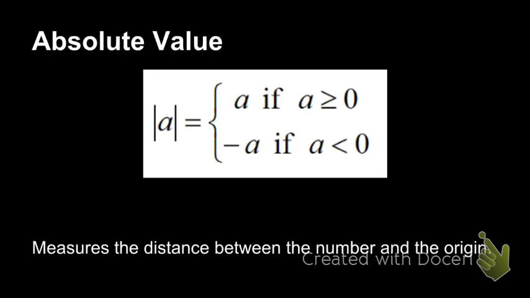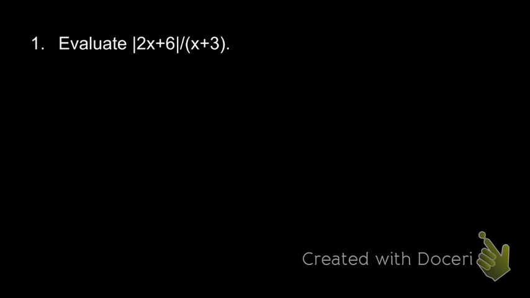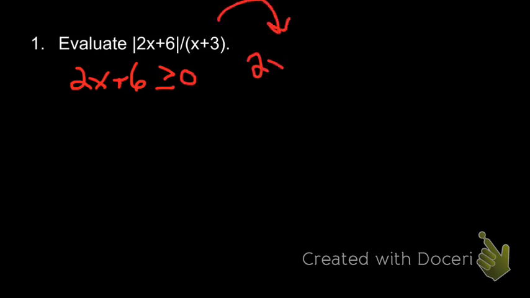Alright, so let's go on to this example. So we have the absolute value of 2x plus 6 over x plus 3. Now, this example is probably pretty advanced for a first example, but bear with me. I'm just simply going to use the definition on the previous slide. So we have 2x plus 6, and that's in absolute values. Now, if 2x plus 6, that's what we're taking the absolute value of, is greater than or equal to 0, then our expression is pretty much going to stay the same. It's going to be 2x plus 6 over x plus 3.